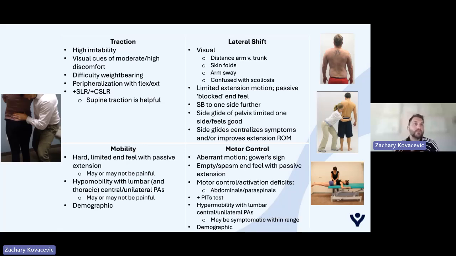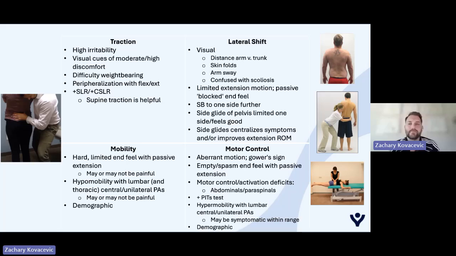They would have a positive pitch test likely, which is the bottom picture on the right. And they may also be hypermobile, right, with your PA assessment, your central PAs or your unilateral PAs, where they have symptoms when you're approaching the end of motion, right? You're not getting symptoms at the end of the motion, but when you're approaching the motion.